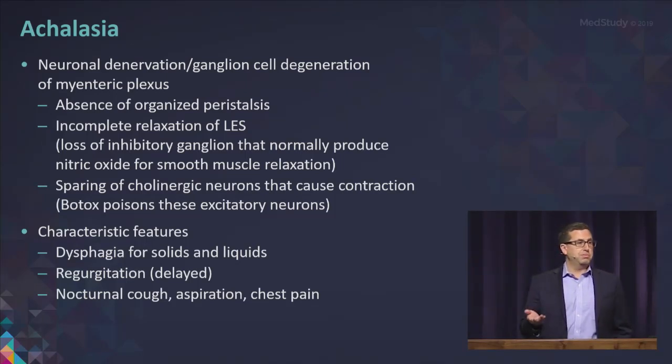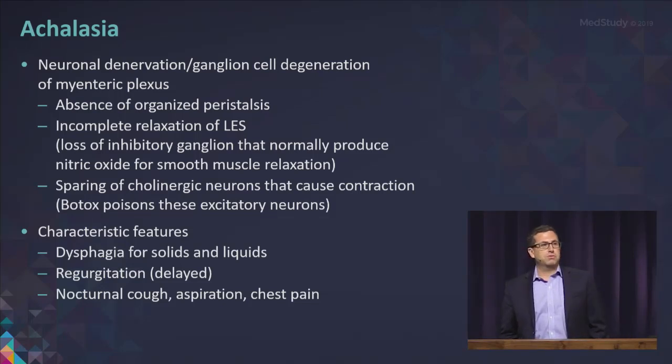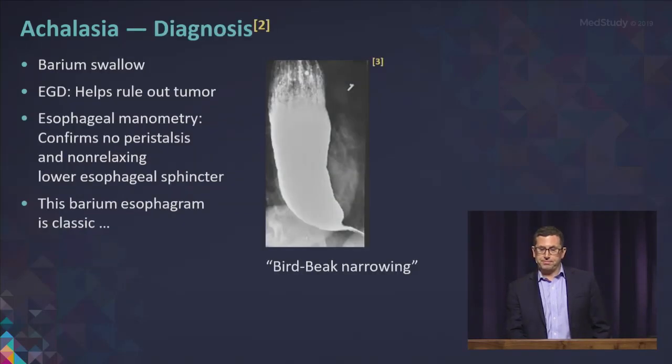And one of the reasons we use Botox as a treatment for achalasia is that it could actually poison these excitatory neurons. So that's kind of a good way to remember it. So characteristic features for achalasia would be dysphagia for both solids and liquids. Remember I said motility disorders, you're usually going to see both of those things. You could have regurgitation, and you could also have a variety of other symptoms.